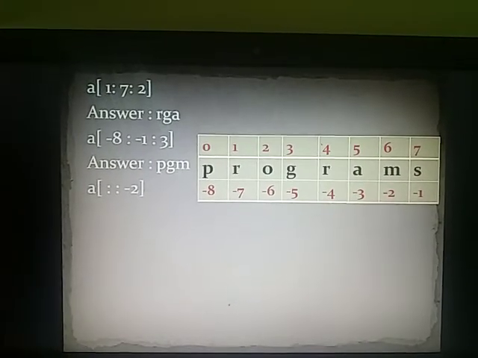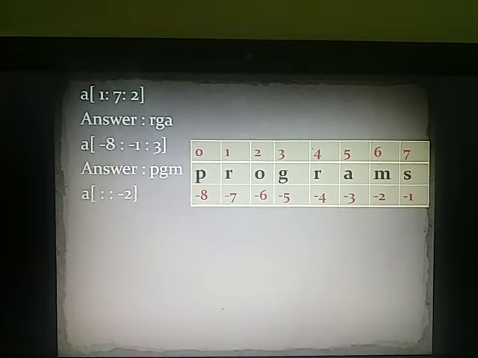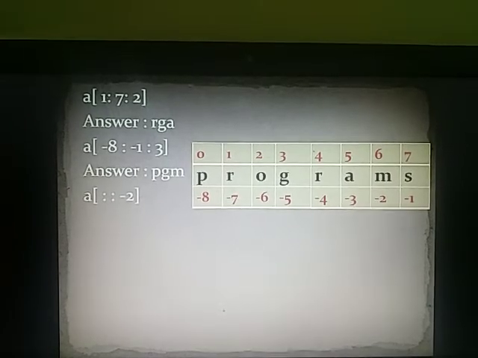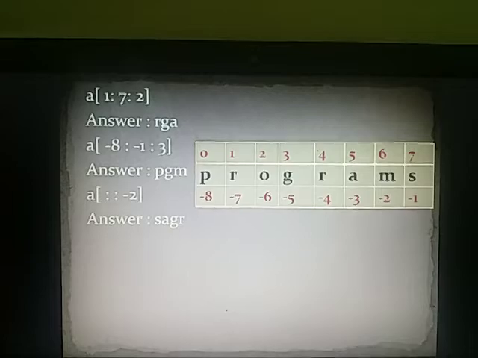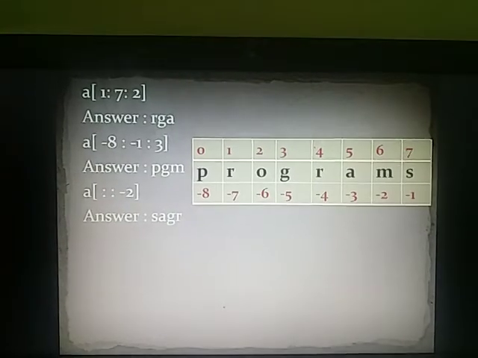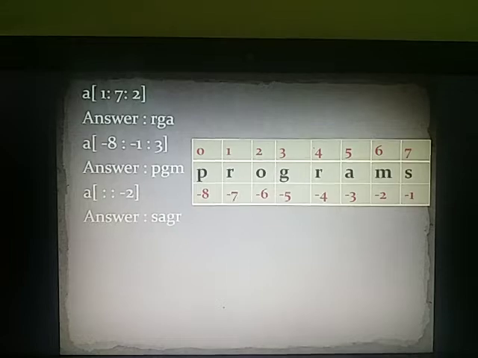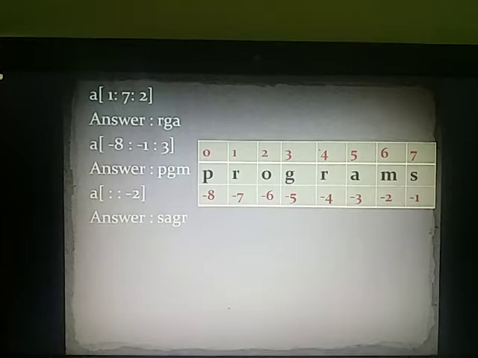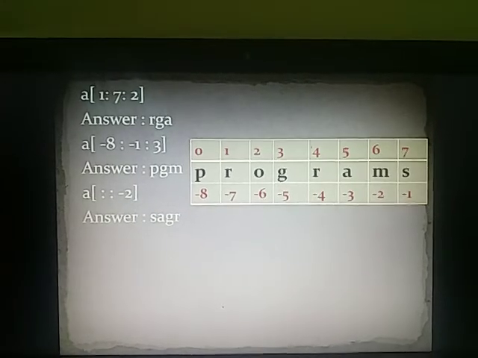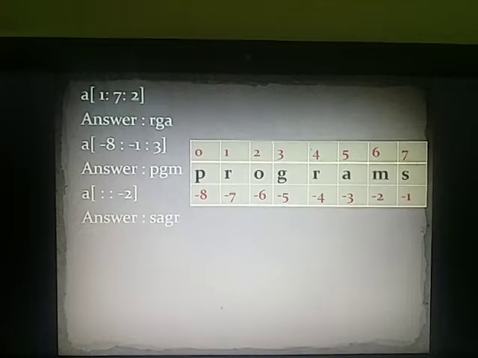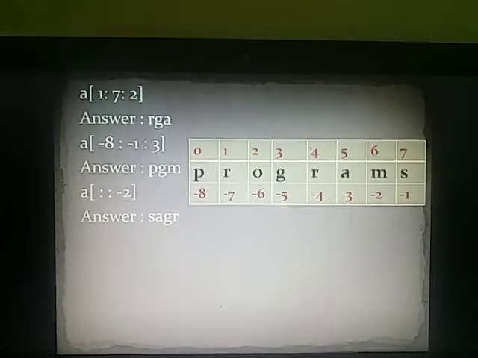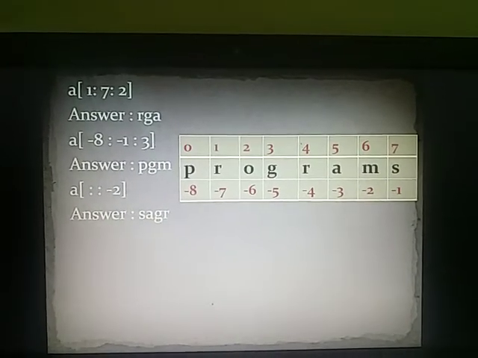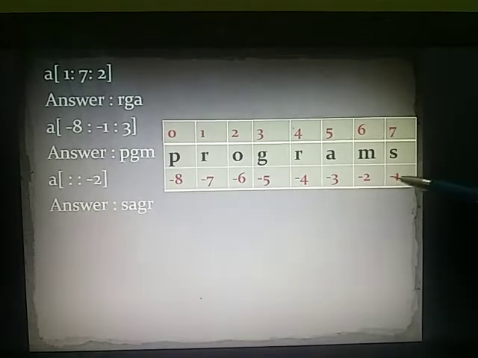Again similarly, if we are moving like this, the beginning index number is not given, so the default value will be taken. The last index number is not given, so the default value will be taken, that is length minus 1, and then the step is minus 2. As we are taking the step as minus 2, it will start from the back. If we take a positive step value like 2, then it will start from 0 and move till length minus 1. But here we are taking minus 2, that means we are going to start from the backward. If we start from the backward, then the first default value will be minus 1.